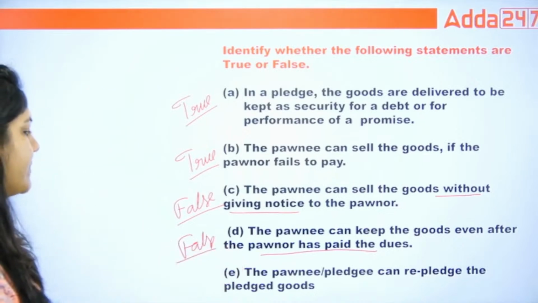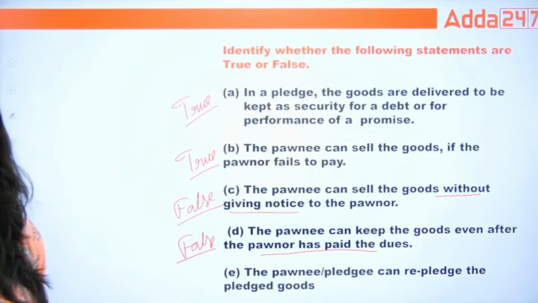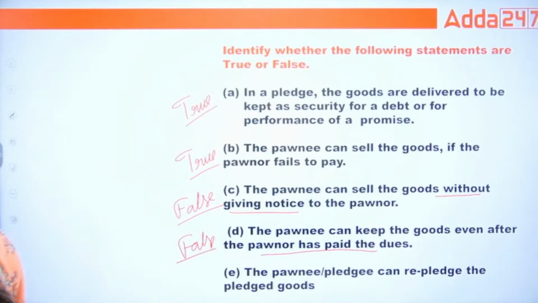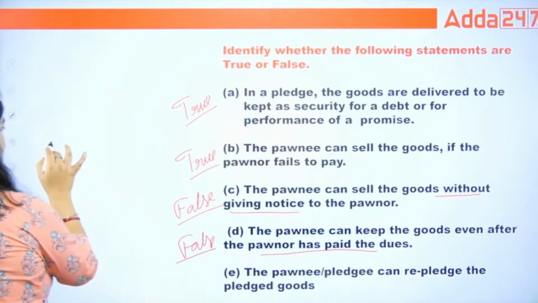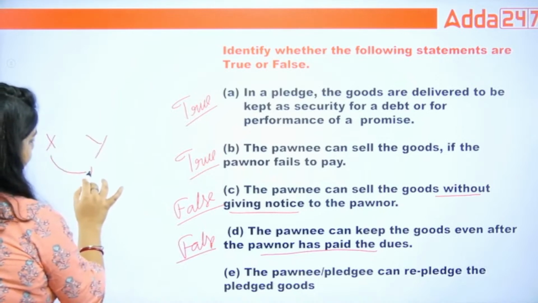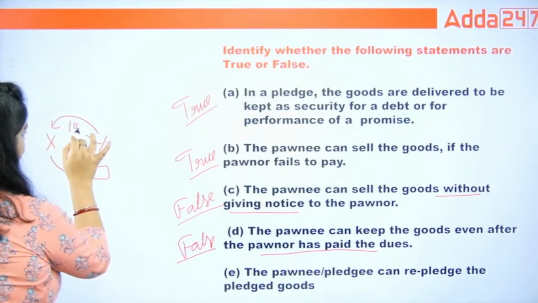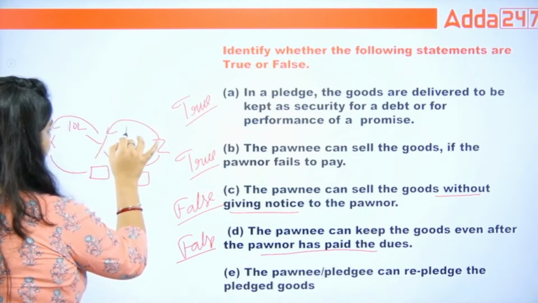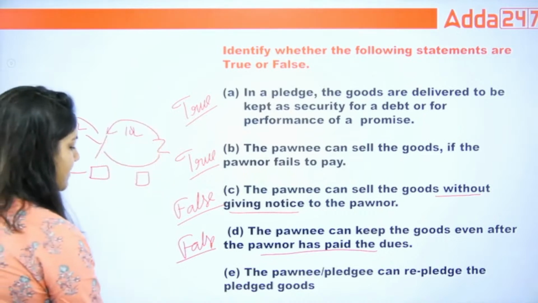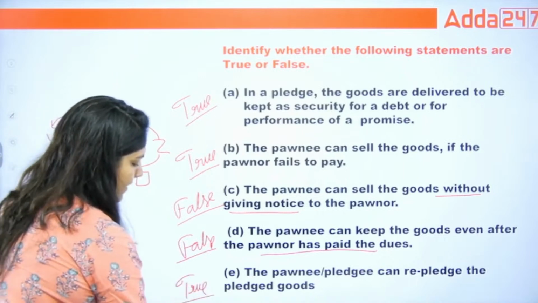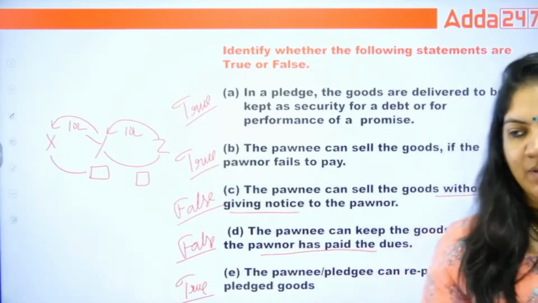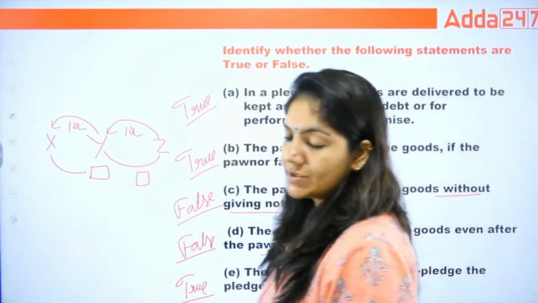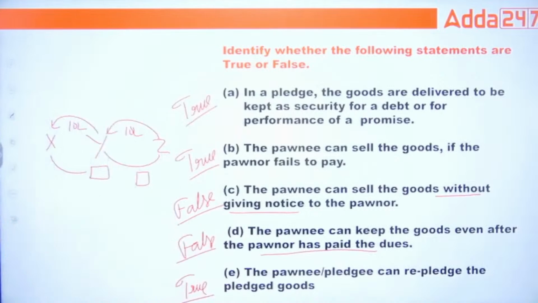The pawnee can repledge the pledged goods. Tell me. The pawnee, or we can also say the pledgee, both are the same person. So they can repledge the goods. Suppose X and Y. X has given security, Y has given 10 lakh rupees. Y gives these goods to Z and takes a loan of 10 lakh from Z. So this is absolutely, class, true. So this is your pledge. I hope you understand this topic.